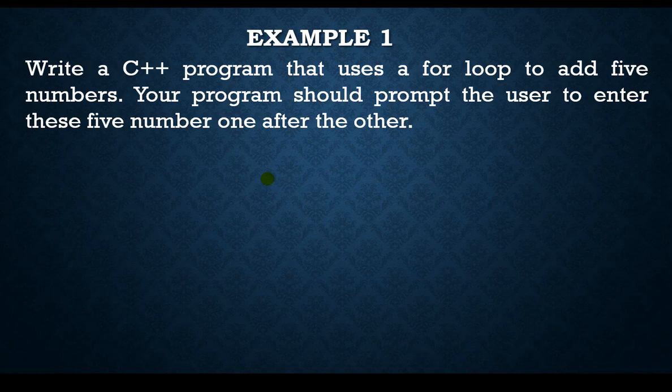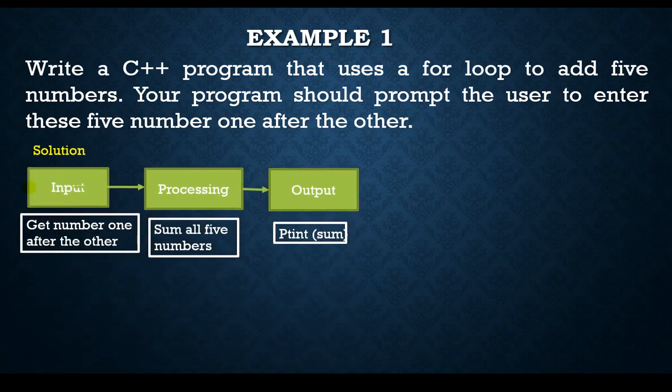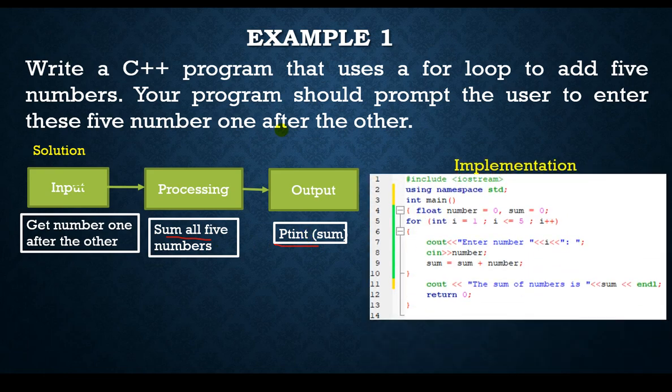So let's see examples here. We are writing a C++ program that uses a for loop to add 5 numbers. The program should prompt the user to enter these 5 numbers. So we have the input here, which will be the 5 numbers. We process the numbers by summing all 5 together, and then we print our output.